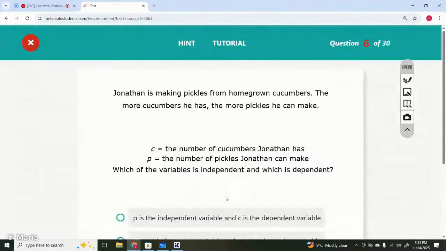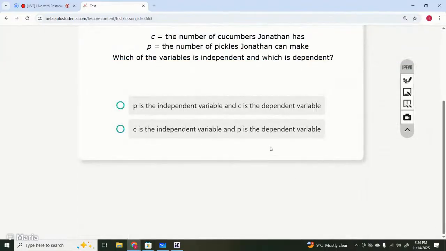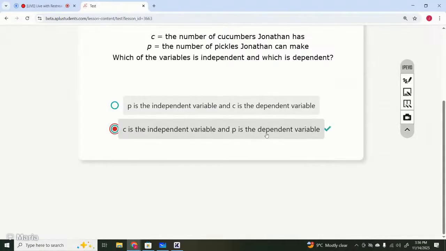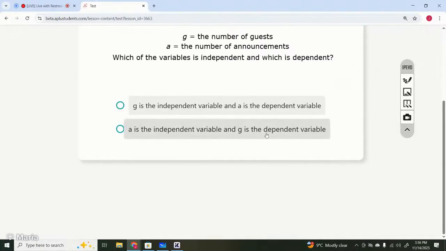Jonathan is making pickles from homegrown cucumbers. The more cucumbers he has, the more pickles he can make. So cucumber is the independent variable and pickle is the dependent variable. C is independent and P is the dependent variable.